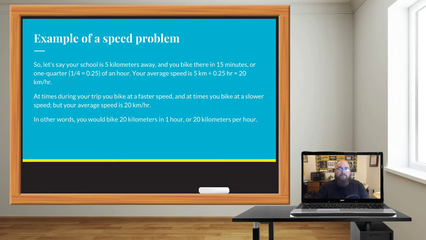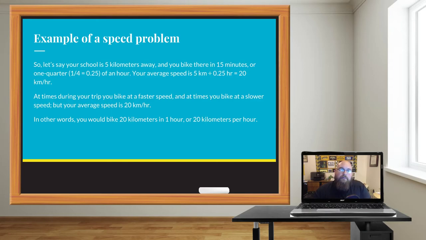Okay, so let's continue. At times during the trip, your bike was at a faster speed, and at times your bike was at a slower speed. Your average across the entire trip is 20 kilometers per hour. So remember, with an average, you can have higher speeds and lower speeds, but because we're adding all of our speeds up and dividing by all of the time that it took, we're going to get a middle of the road average of it all.